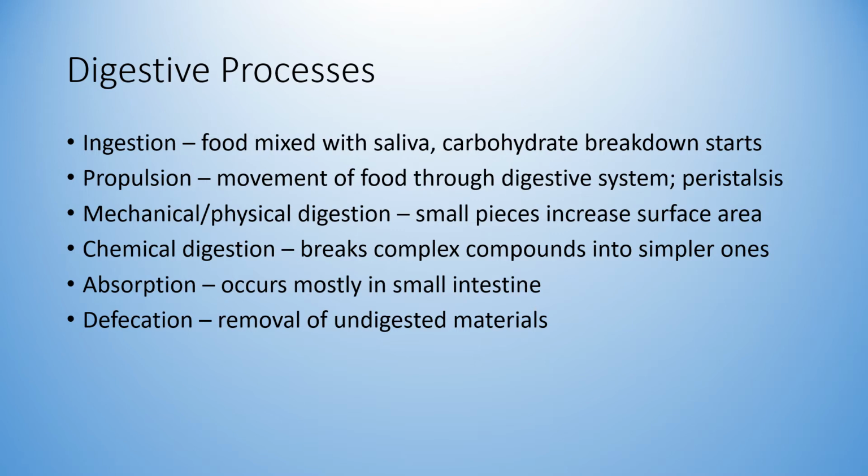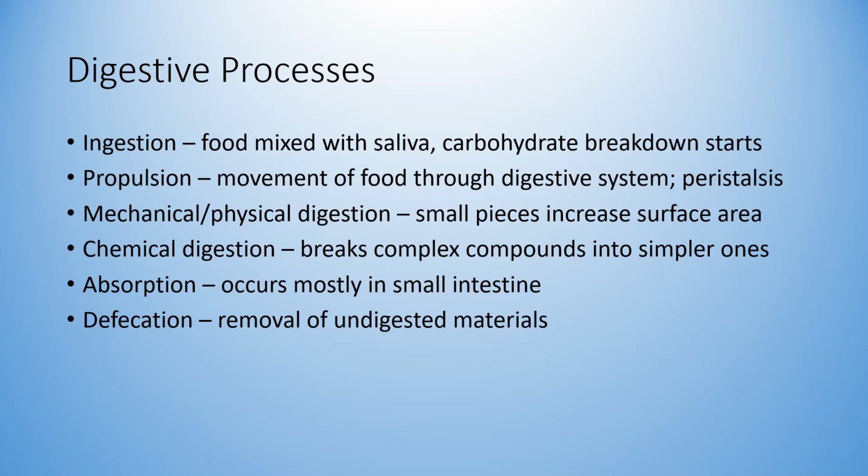There's going to be mechanical or physical digestion. You take in your food, and it needs to be broken into smaller pieces. Why? Because that's going to increase the surface area, which is then going to increase the rate or the chances of it being absorbed. And it's going to start breaking down chemically faster if you have smaller pieces. Chemical digestion is finally taking those complex compounds, breaking them chemically into smaller ones.